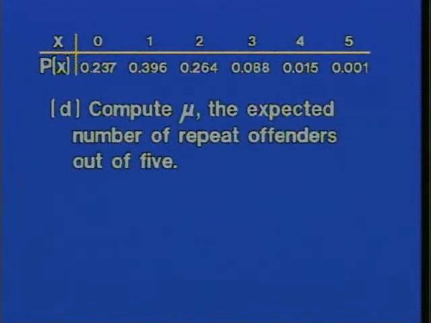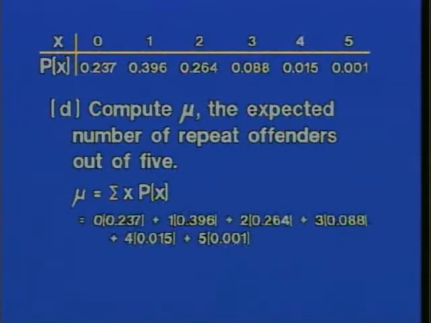Suppose we want to compute mu, the expected number of repeat offenders out of 5. The expected number, the mean number, the average number. Different ways of saying pretty much the same thing. We have a formula associated with the idea. It's the sum of x times p(x). So we would multiply each of these x values times the probability associated with them and add all of those products. And the calculation would look like this. So the expected number would be 1.25 of the parolees becoming repeat offenders.